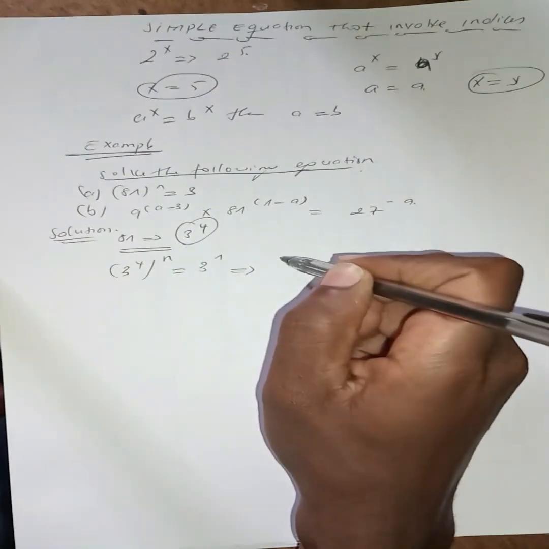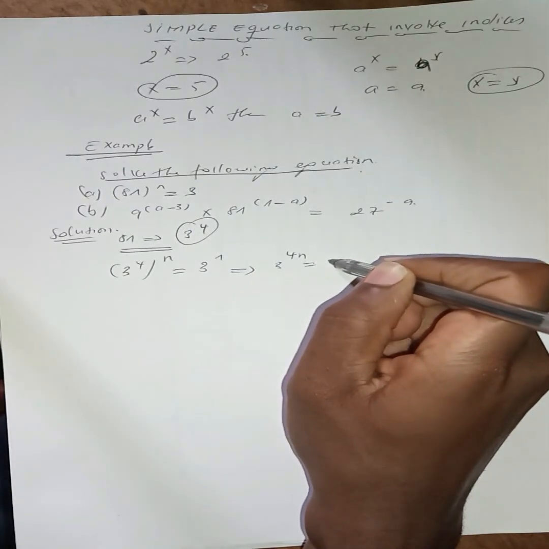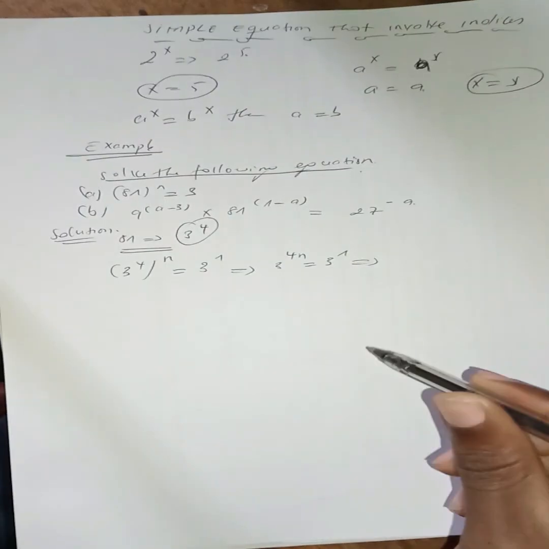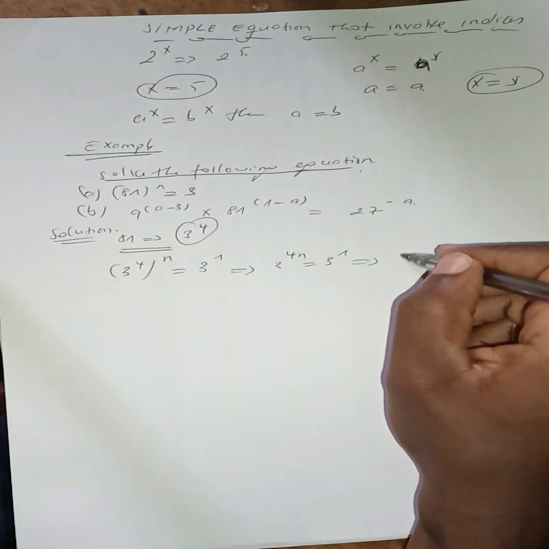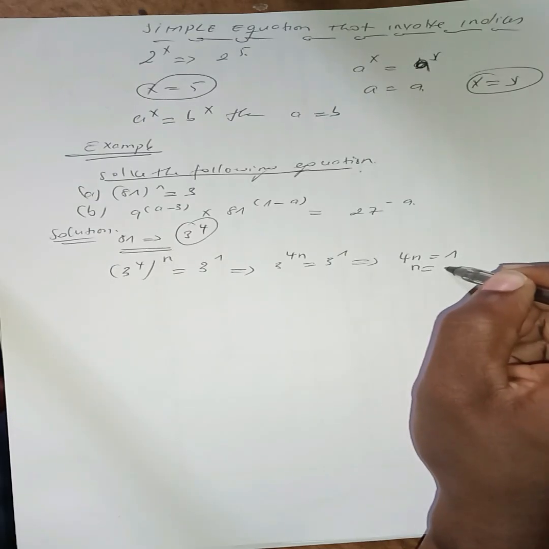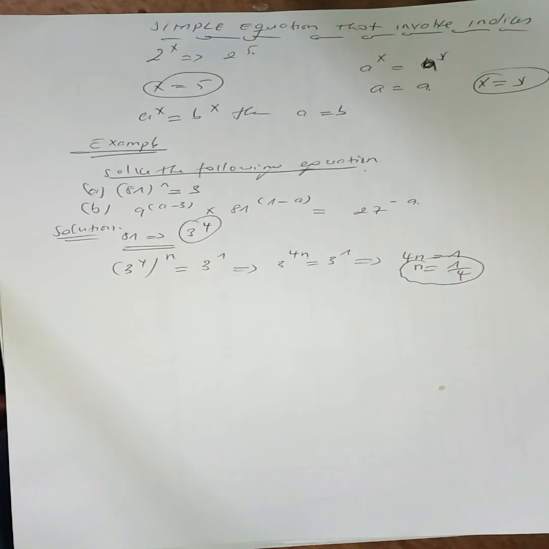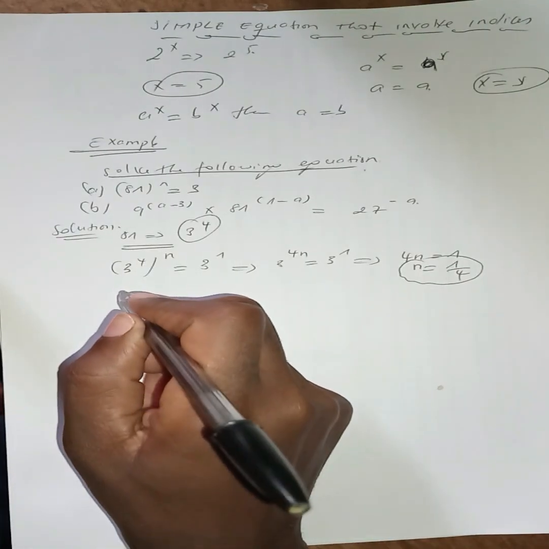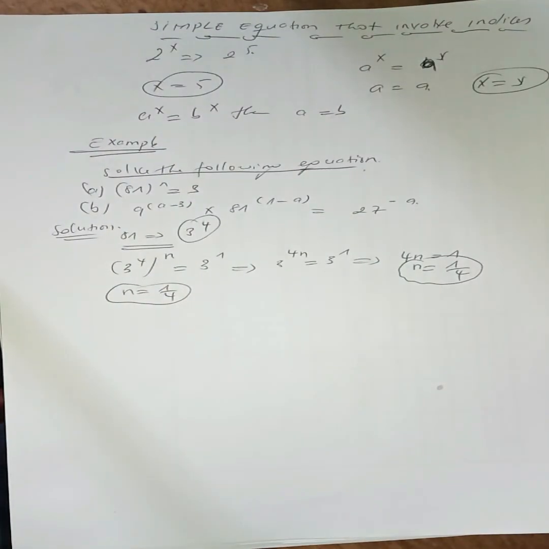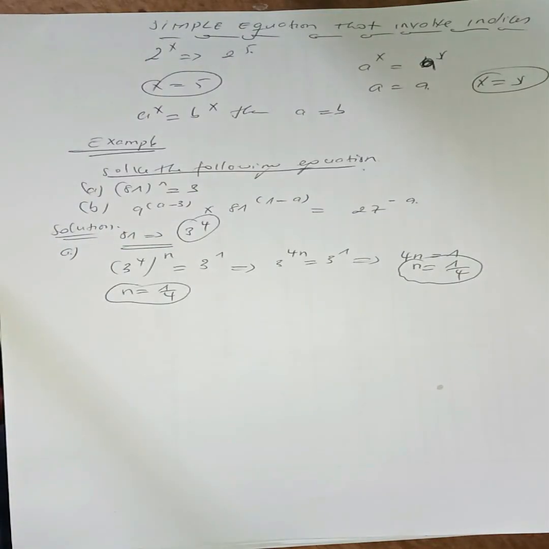Which will equal 3 power 4n, which is equal to 3 power 1. Then, as you have seen within our properties, 4n is equal to 1. Then our n is equal to 1 over 4. This is our sub-question A.